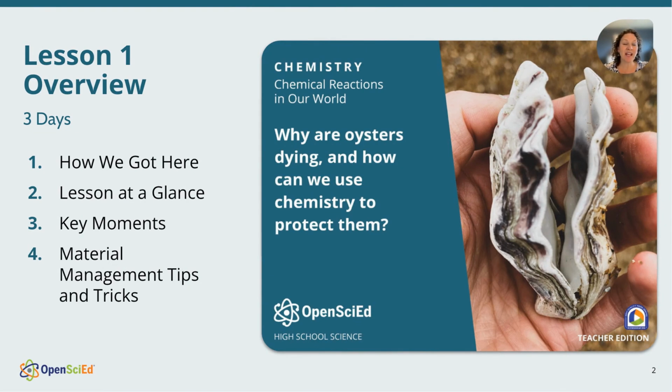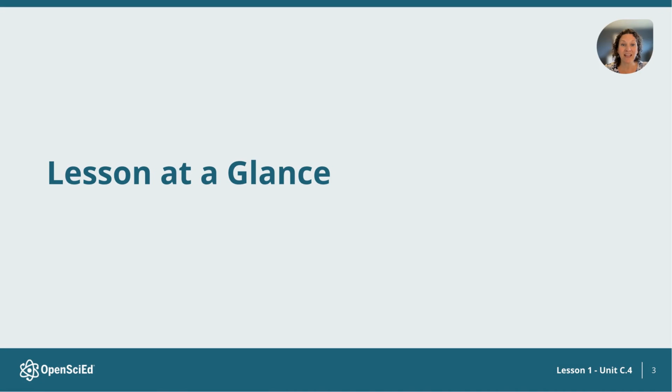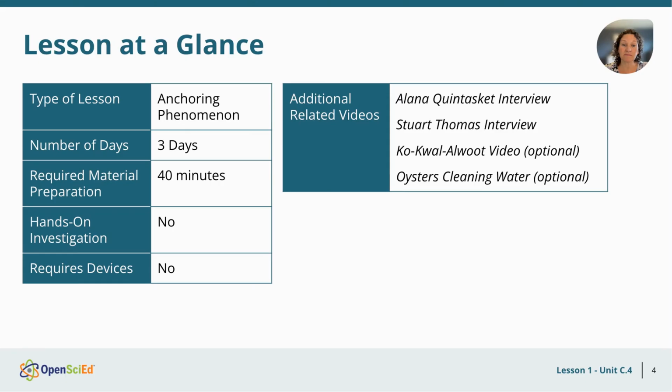Welcome to OpenSciEd Chemistry Unit 4, Lesson 1. In this lesson, we'll explore cases, analyze data, and read about how carbon dioxide in the atmosphere is entering the ocean and making it more acidic, which hurts the oysters and the ecosystems that rely on them. We'll develop an initial model and build a driving question board. Let's get started. Here's the lesson at a glance.